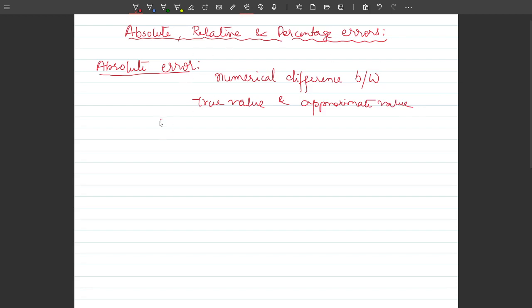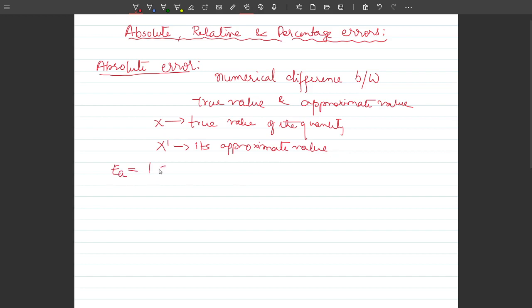If x is the true value of the quantity and x bar is its approximate value, then that difference, let me denote it by EA, is the absolute error: the difference between the true value and its approximate. This is denoted by EA equals modulus of x minus x bar. So this is called the absolute error.